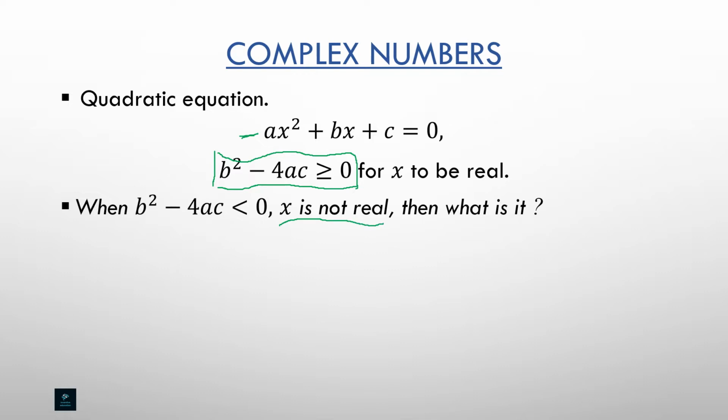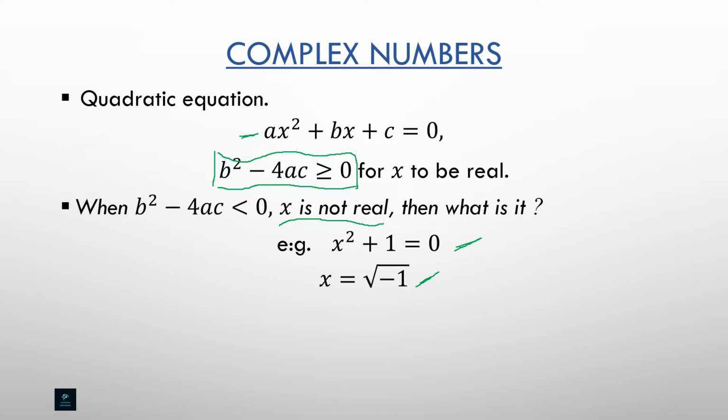Now the question arises, then what is it? More specifically, if we have the quadratic equation x square plus 1 equal to 0, we find that the solution of this quadratic equation is x equal to square root of minus 1. So we are stuck at this position, because there is no real number whose square is minus 1.